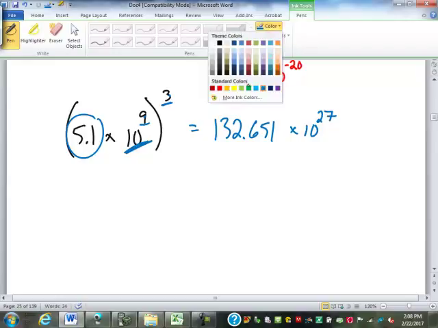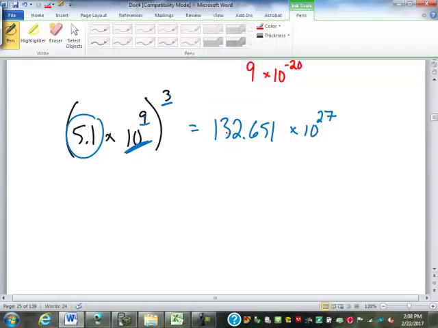27. Now, again, we have more than one digit in front of the decimal point, so we've got to move that decimal point to make this 1.32. So 1.32651. Now, this time we move the decimal point 2 spots, so the power has to change by 2. Is it going to get bigger or smaller? Well, this part got smaller, so the power has to get larger. 27 plus 2 makes 29.